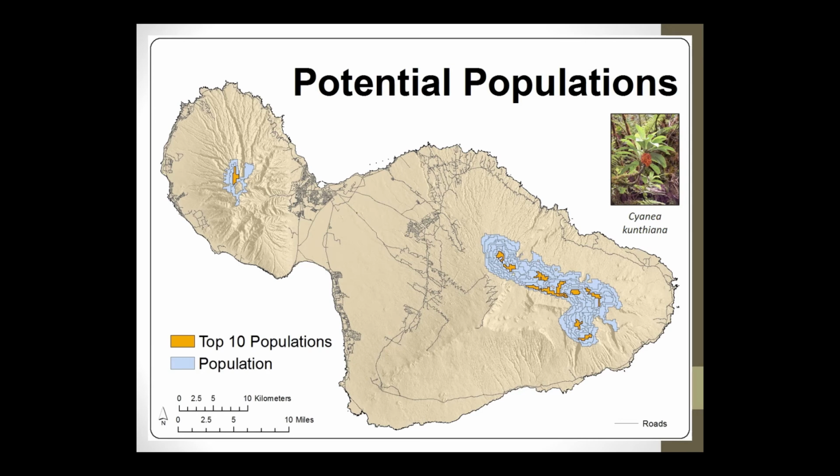Now, these are the results for this species, Cyanea kuntiana. If you remember earlier on, I gave you some of the criteria for this species. We needed 10 populations of so many individuals, and they needed to be 1 kilometer apart. This is basically a visual representation of that. These are 10 populations, all in orange. They're not all 1 kilometer apart, as there wasn't enough space for that, but they're all the correct size. They're all, in theory, large enough to support 400 individuals. This gives us a way to visualize that process.